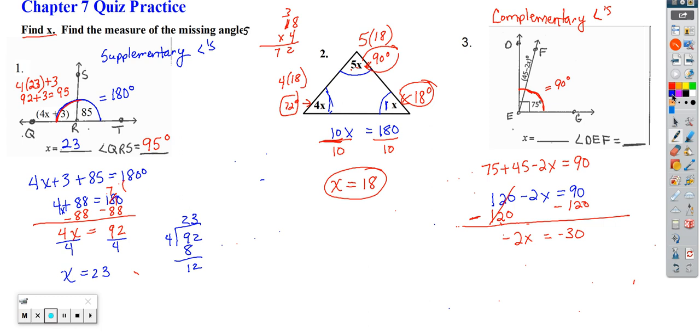Divide both sides by that entire coefficient, divide by negative 2, and you have that x is 15. So we found that x is 15. Now all I need to do is substitute x into my expression. Okay, 45 minus 30, that is 15. So not only is x 15, but my angle is 15 degrees.